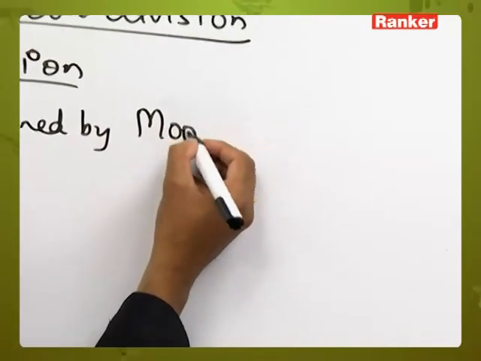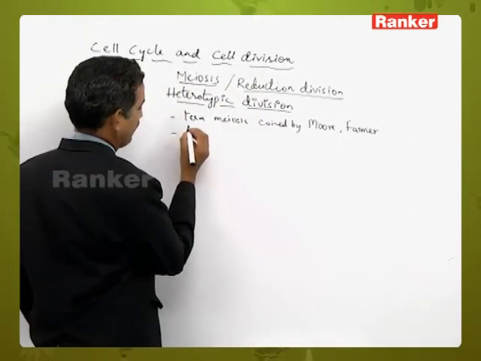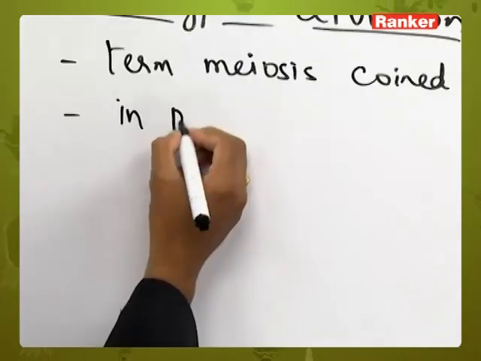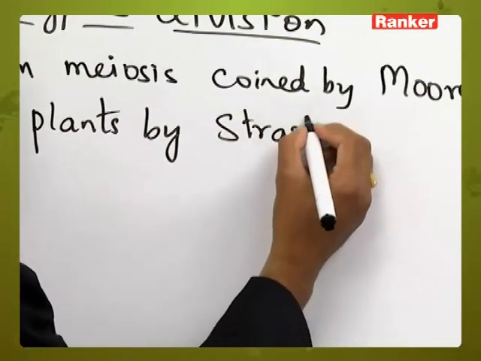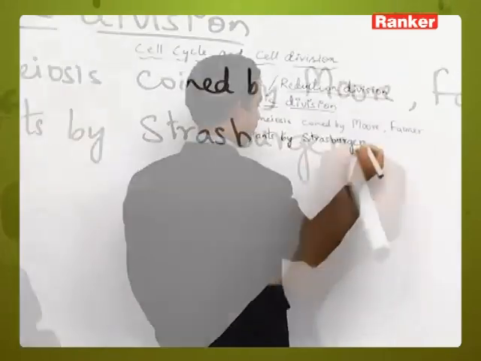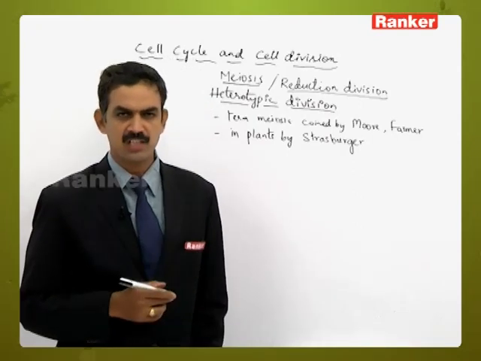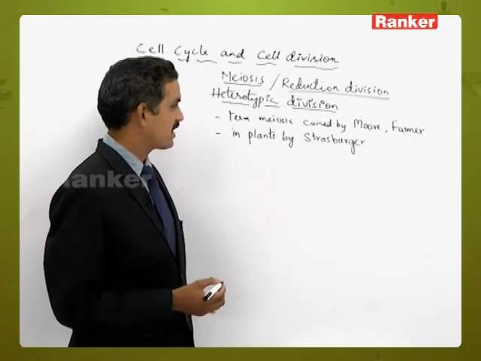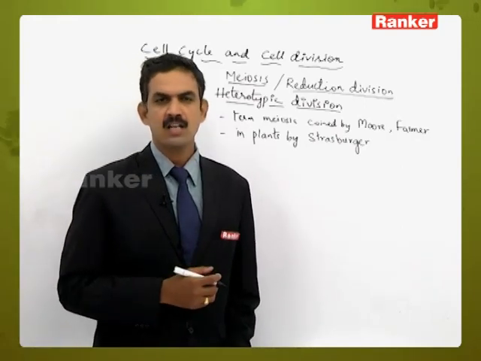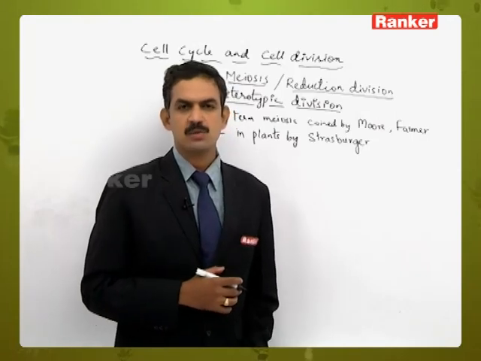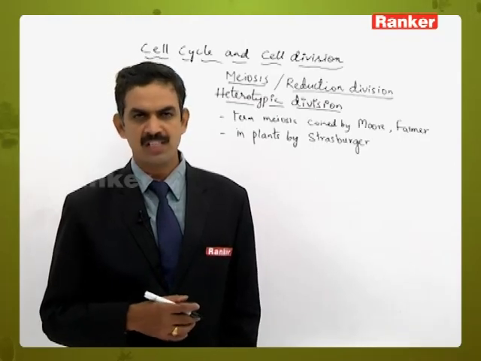Moore and Farmer, and this was discovered in plants by the scientist Strasburger, and many other scientists are related to the discovery of meiosis in animals. Which stage is considered the best to identify meiotic divisions in a plant cell? The division of meiosis in the spore mother cells is the best site for studying meiosis in plant cells.